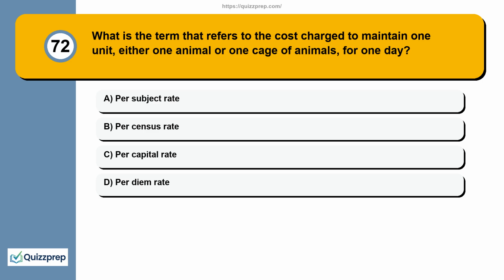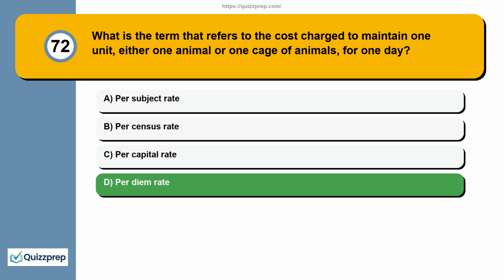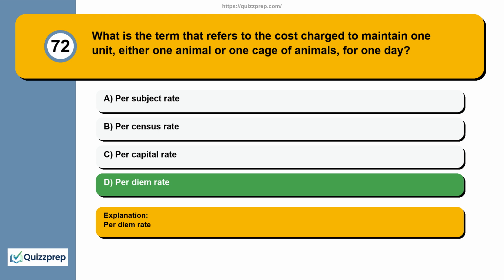Option A, per subject rate. Option B, per census rate. Option C, per capital rate. Option D, per diem rate. The correct answer is option D, per diem rate. Question 73.